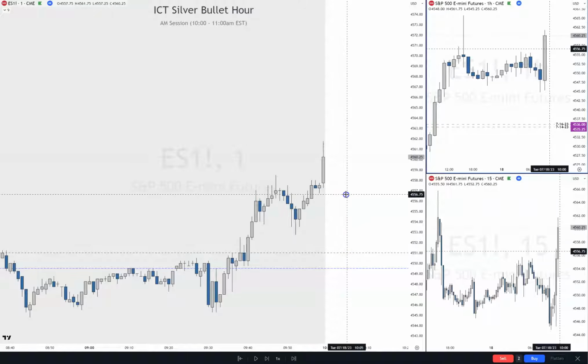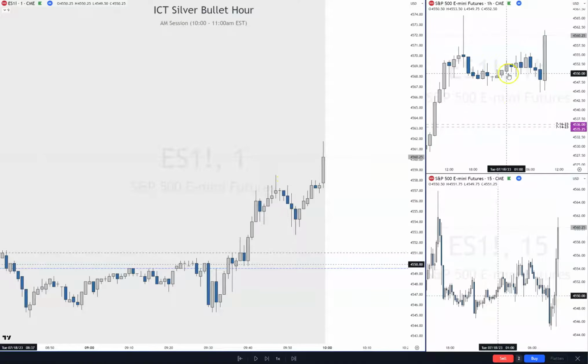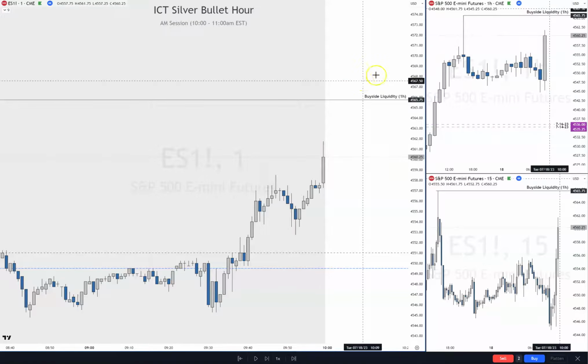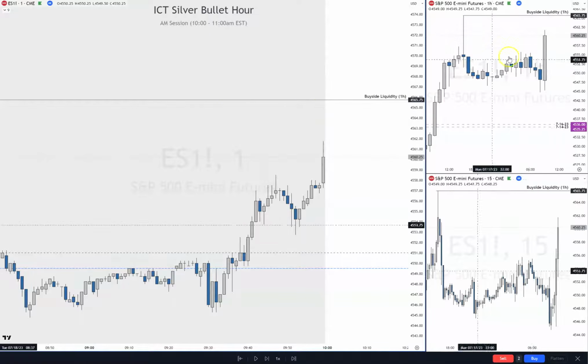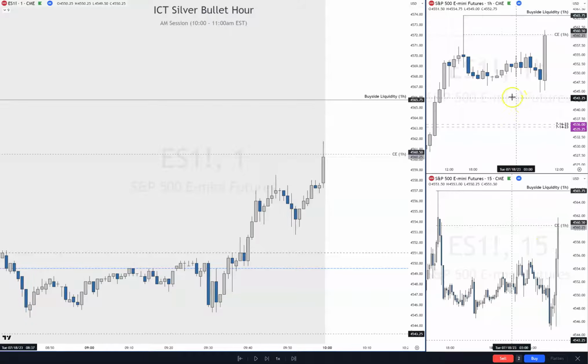Okay, so when you see over here, I want you to look at what happens. When I put on my chart, I have buy-side liquidity. I'm taking it from the 1 hour, and that's just transposed. It's on all the different ones, synced. And then I have the consequent encroachment of that wick.